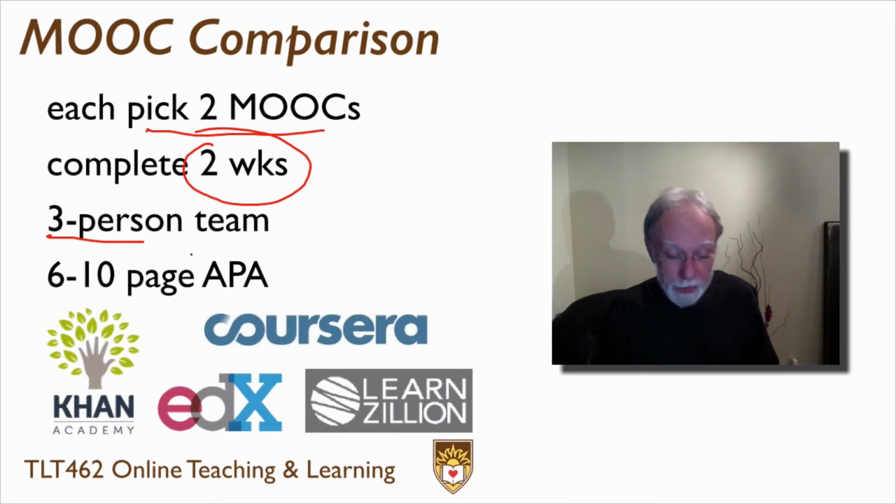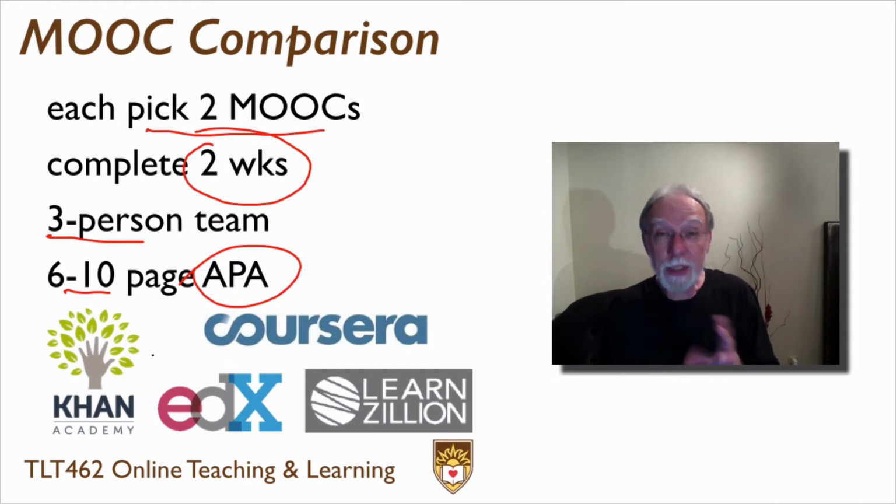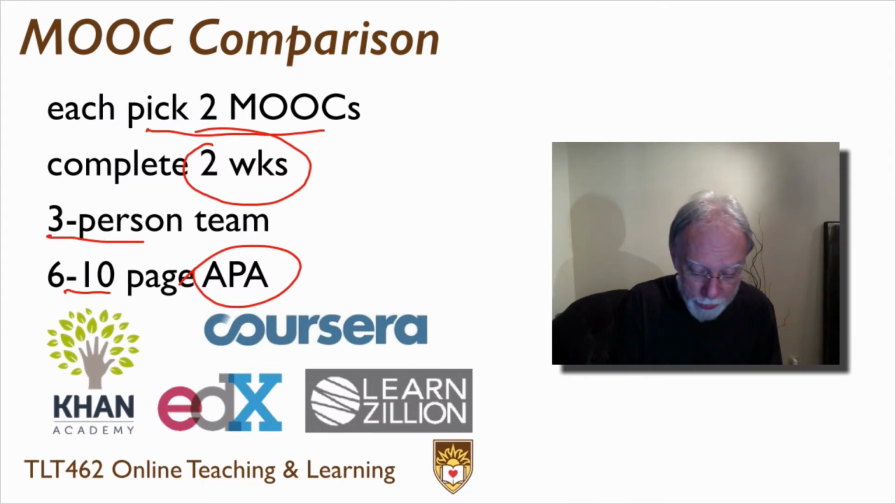And the paper will be a 6 to 10 page paper, again in the APA style. 6 to 10 pages, meaning you will each be responsible for 2 to 3 pages. You and your teammates don't have to take the same MOOCs. You may if you want, but between the 3 of you, you will have taken up to maybe 6 MOOCs, and you'll have lots of comparisons to make to see what you liked, what you didn't like, what was effective for learning.